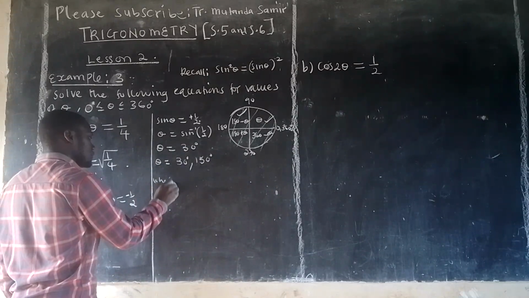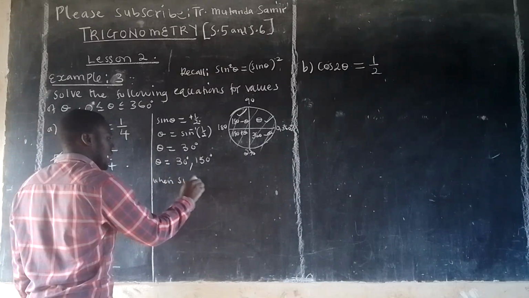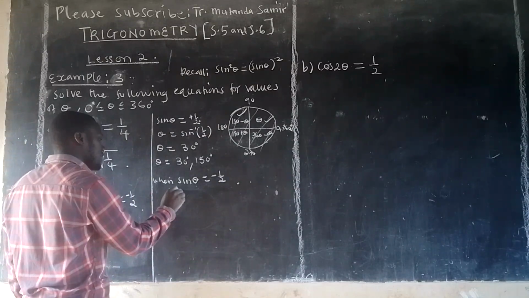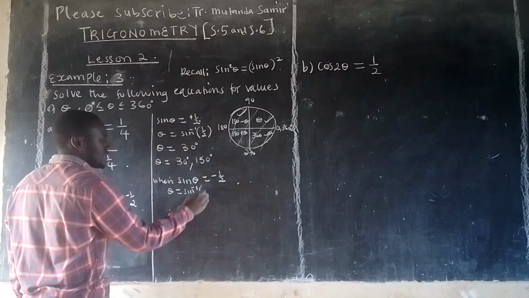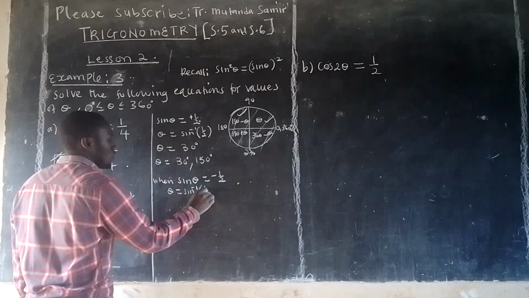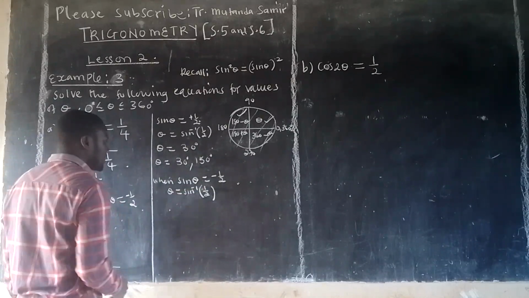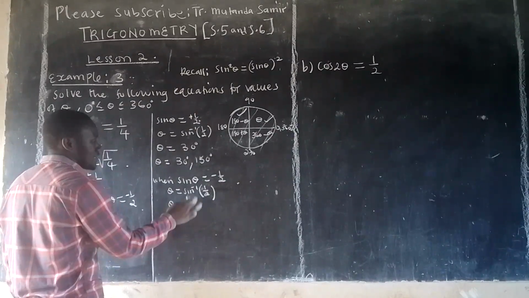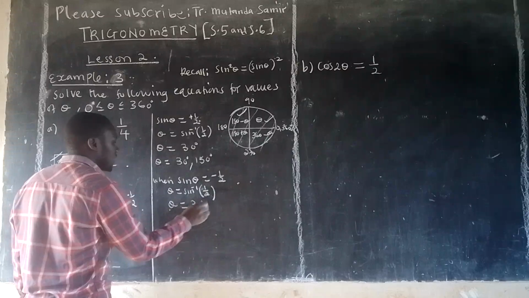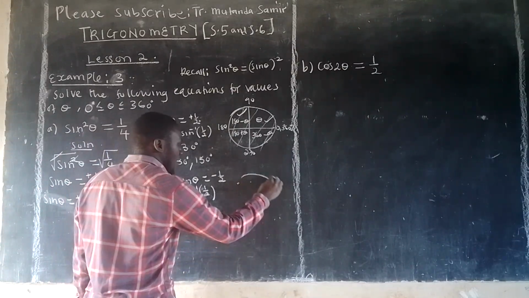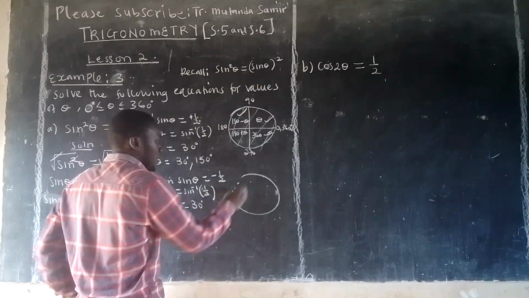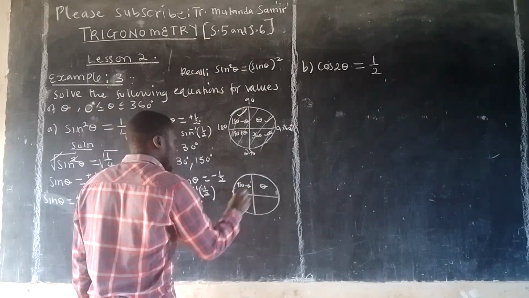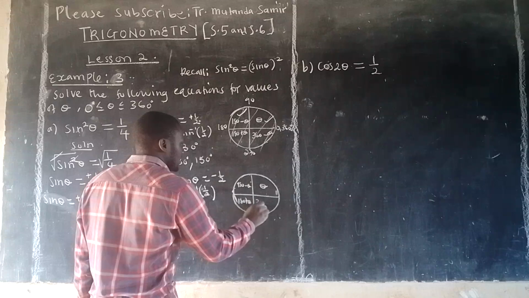Then we shall say, when sin theta is equal to negative a half, which answers are we going to have? This will be theta is equal to sine inverse of a half. I told you the negative only tells you which quadrant you're going to put the sine theta. So this will now be theta is equal to sine inverse of a half, which is 30, like that. Now let's respect the negative. The work of the negative comes into play. So you have theta, 180 minus theta, 180 plus theta, 360 minus theta.